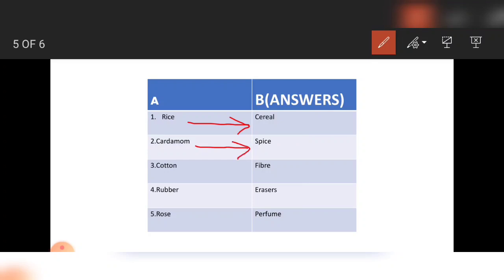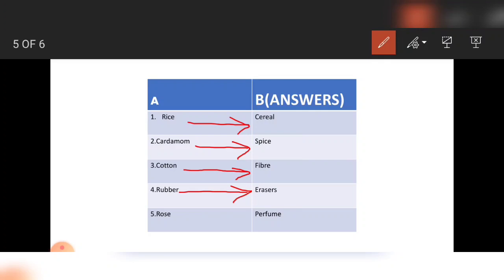Cardamom is a spice. Cardamom, cinnamon, black pepper, these are spices. Which are two fibers? Can anybody tell me? Yes, cotton and jute are two fibers. Now, what do we make from rubber? Tires, erasers, rubber pipes. But what are the options given here? That is only one, eraser. So what will be the answer? Eraser.